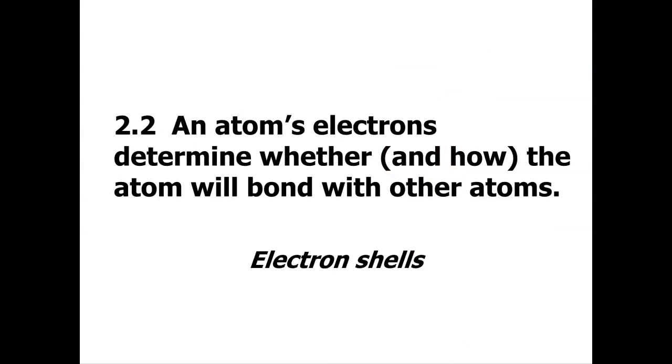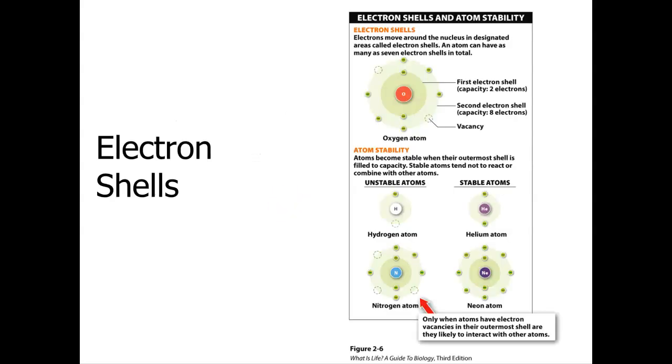An atom's electrons are going to determine whether and how that atom is going to bond with other atoms, and it's going to do this by looking at its electron shells, or sometimes what's referred to as the orbitals. So looking here, electron shells are going to move around the nucleus. The closer the shell, the stronger that nucleus has a pull on that shell and on the electrons there. The further away, the less pull that nucleus is going to have on those electrons as they rotate around that nucleus. So the first electron shell can hold up to 2 electrons. Now it might not have 2, but it can hold up to 2. So 2 would make that first shell stable.